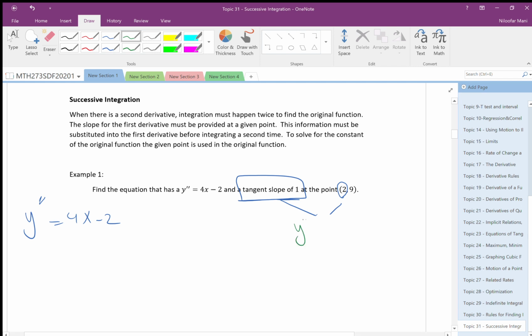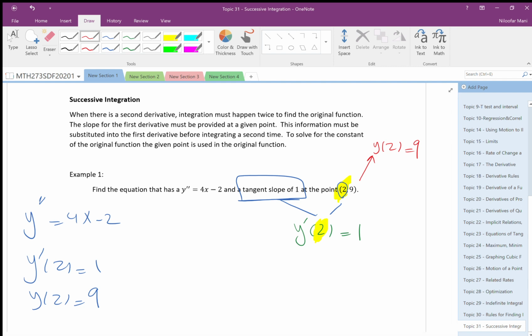y prime at 2 is 1. I'm so sorry, I first said y prime at 1 is 2, but y prime at 2 is 1, because it says at this point, so this is that point, x. You always use that point for x. Also it says tangent slope, so tangent slope is the first derivative. So I have another piece of information, and when I check my point here, this means y at 2 is 9, because that's the y value. This is a point on the function.